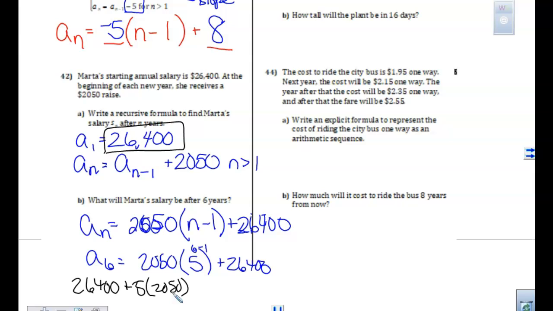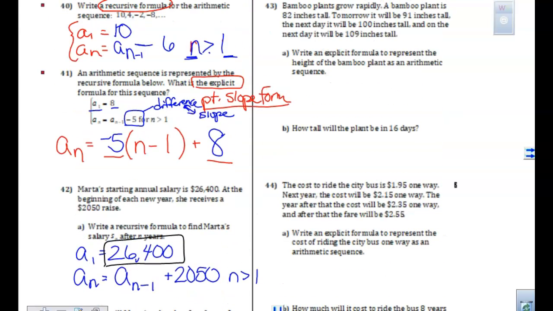But this one was a small number, right? It was 6 years. If it was 35 years, you'd still use the same formula, and you'd multiply it and do it on your calculators, okay? All right, so let's go to number 43.